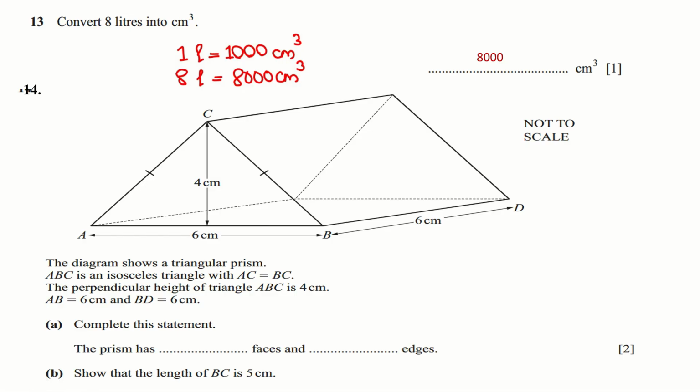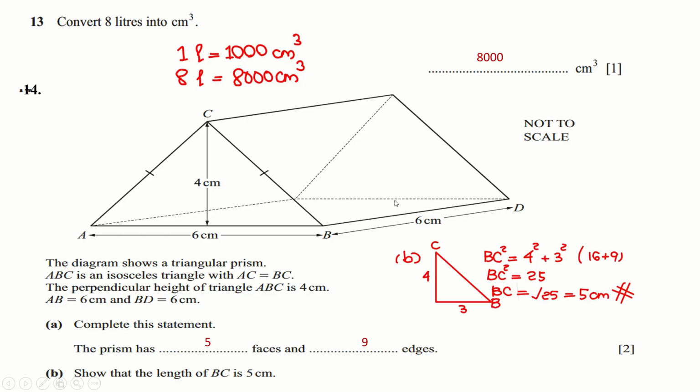And for the edges, they mean the lines that cover the prism. So 1, 2, 3. The back also 1, 2, 3. It's going to be 6, 7, 8, and 9. So it's going to be 5 faces and 9 edges. B. Show that the length BC is 5 centimeters.